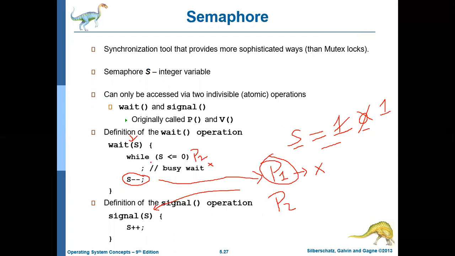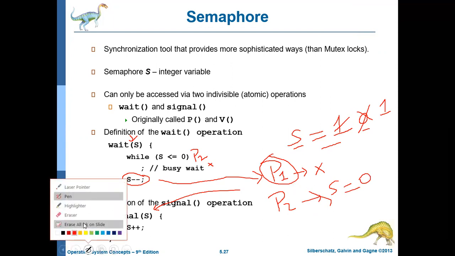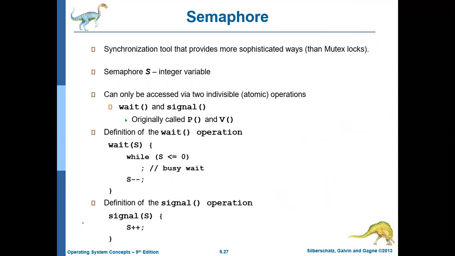So now P2 is busy waiting, and once it is released, it will find that S is not less than or equal to 0. So again, P2 will enter and P2 will make S as 0, and it will enter the critical section. Now if some other process P3 comes, it has to wait. So this is how binary semaphore works.